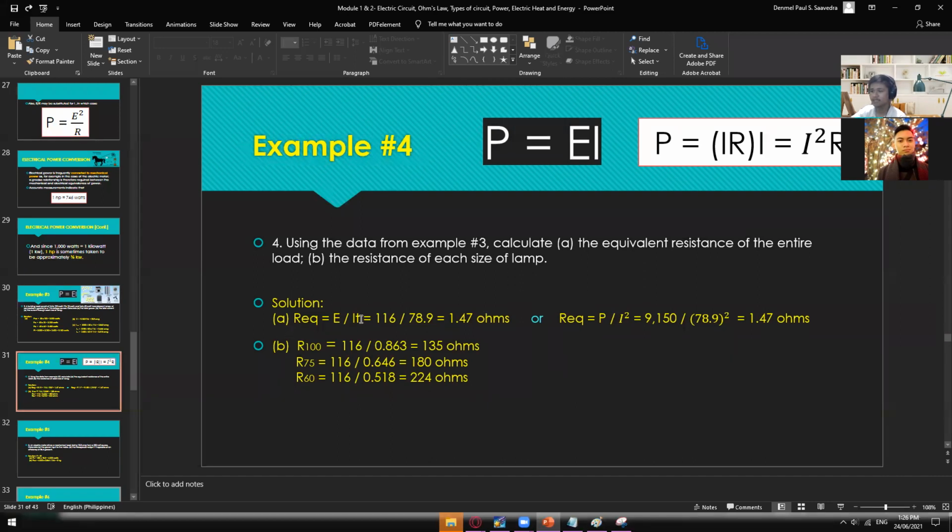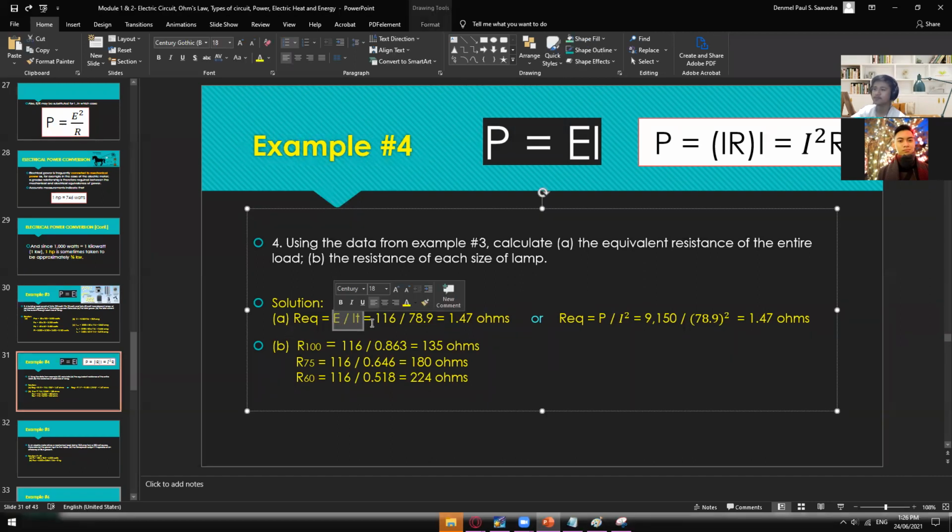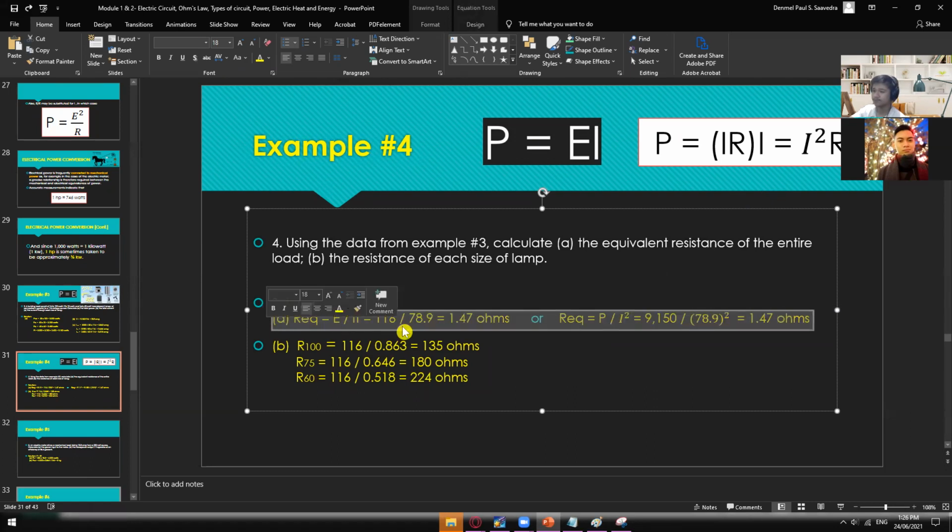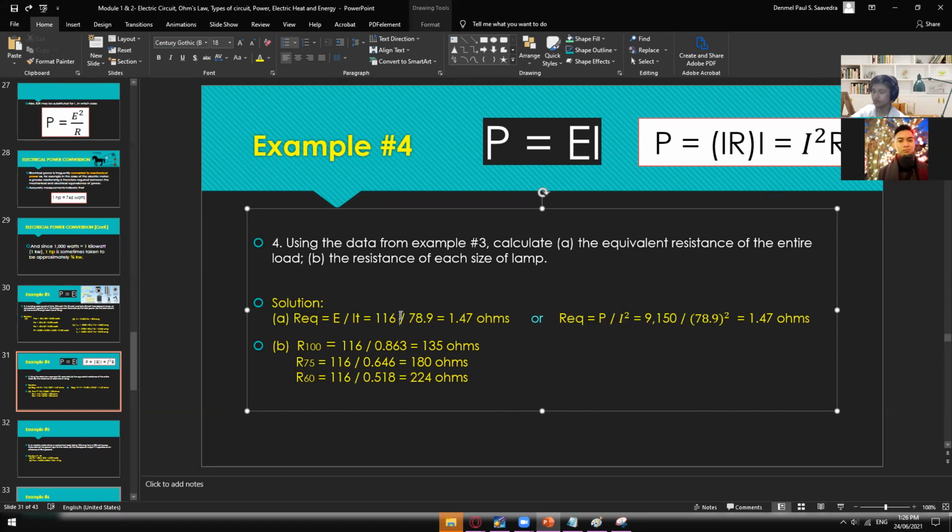So you can use E divided by IT, and you will get 1.47 ohms, or you can use P divided by I squared, which came from this formula right here, wherein you will get the same result, 1.47 ohms. So just verify this one later on. You can use any of those formulas, and it will give you the same result.